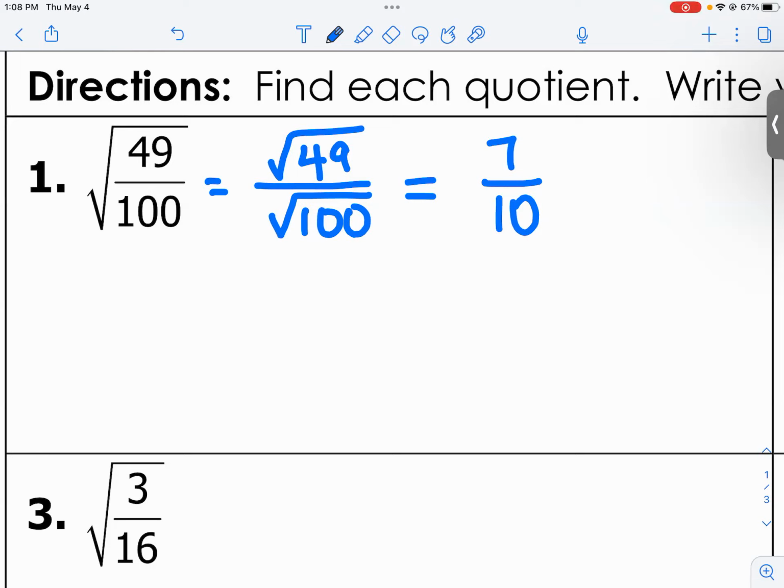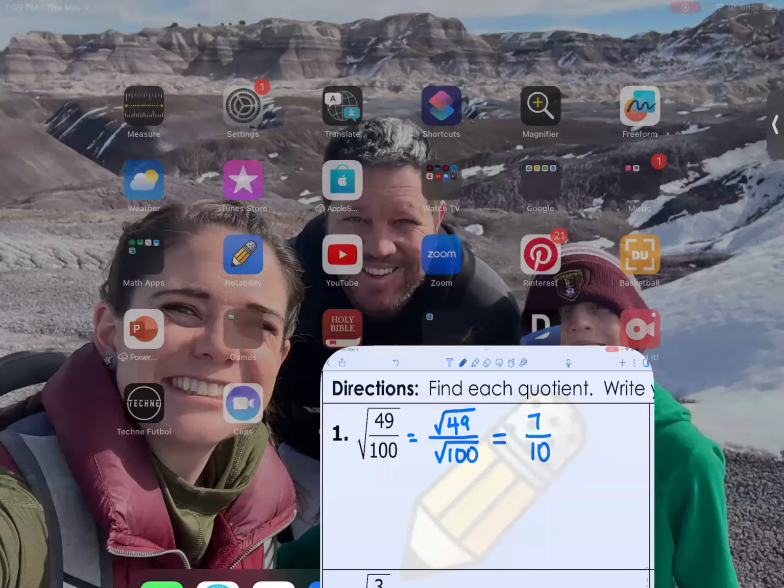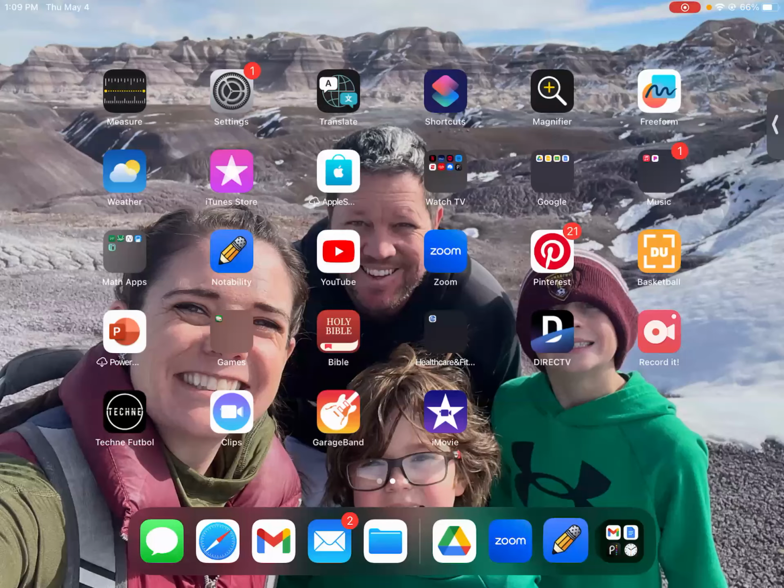Okay, so what? Well, yeah, but this is under a radical. This is pulled out of the radical. Oh. Like, let's see.